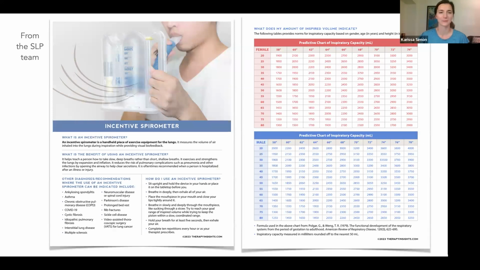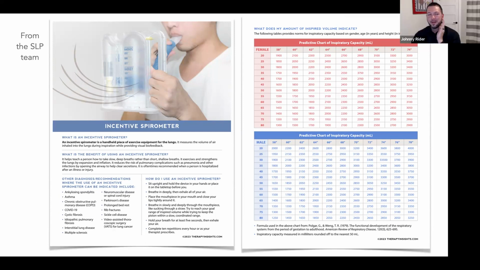And from the speech therapy team, we have incentive spirometer and what it is. We've all seen these in the hospital. The benefits of using and diagnostic recommendations for using. How do you use it? And it has a great chart with the normalized measurements. And I would love, you can provide this to your patient so that they have a better idea of why they're getting this in the hospital and what it's for. I think this one's great.